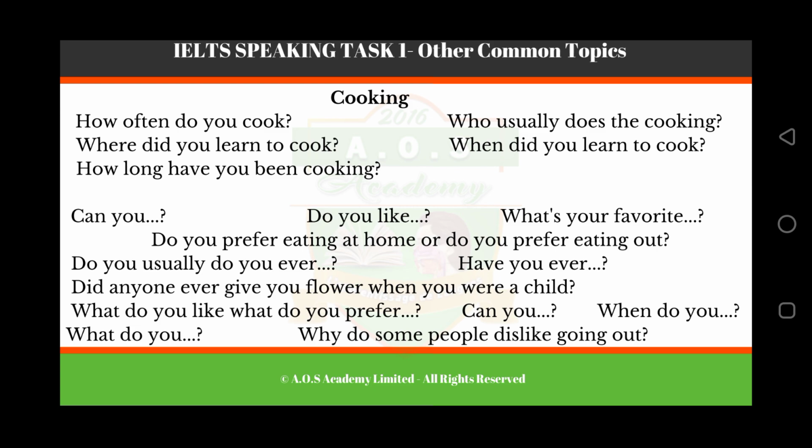When did you learn to cook? This is for a time, and for this you need to give a date. For instance, you can say when I was a child or maybe 5 years ago. So how long have you been cooking? This is about the length of time you have been cooking. So you could say I've been cooking for the past 2 years, or you can say I've been cooking for about 2 years, and this means I started cooking 2 years ago.